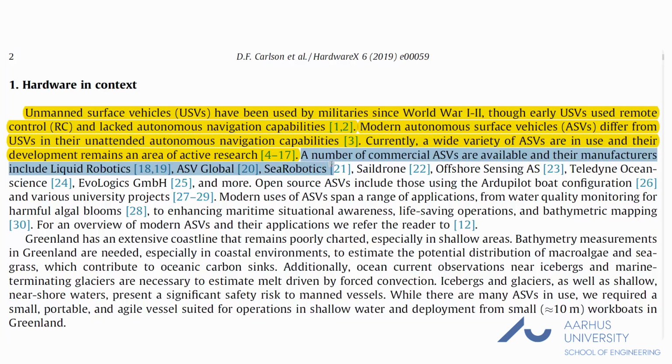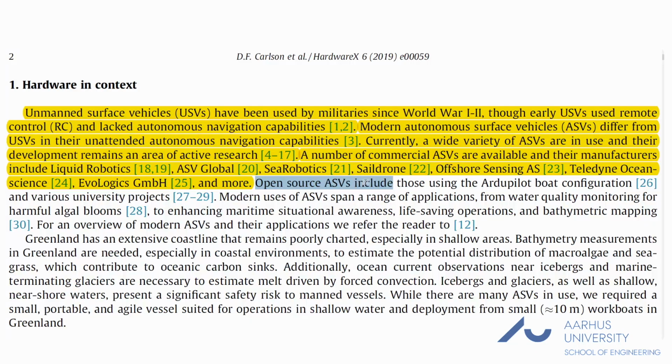Now comes the part from the market analysis. A number of commercial ASVs are available and their manufacturers include, and then we have a long list. So now we are marking up what's the competition. Again, this is establish your niche: what are your competitors, what are you up against. Open source ASVs include those using the autopilot boat configuration at various university projects. Okay, so now I'm getting the idea. We are talking about an open source project.